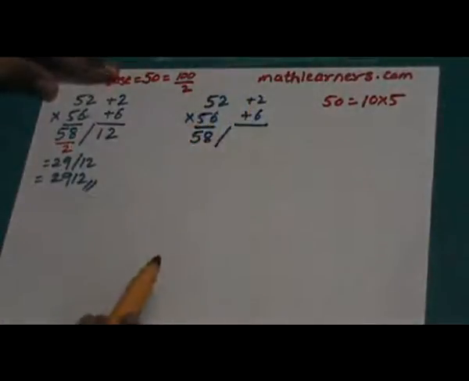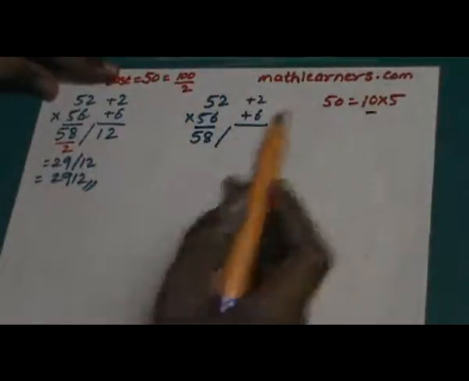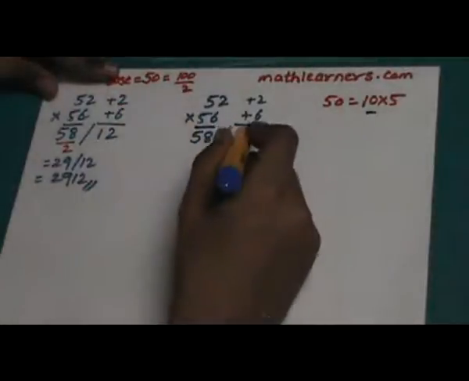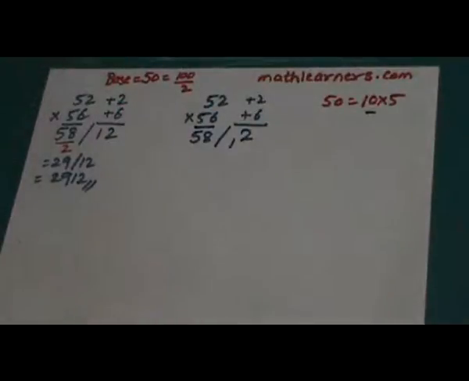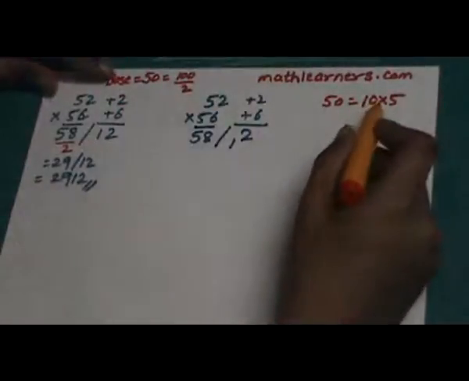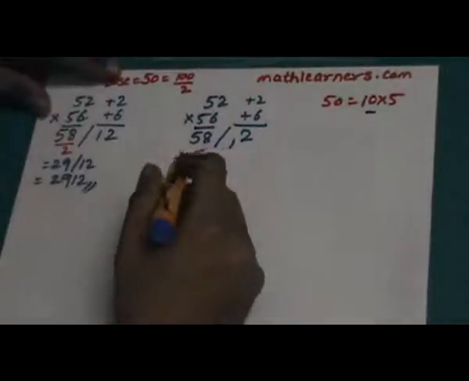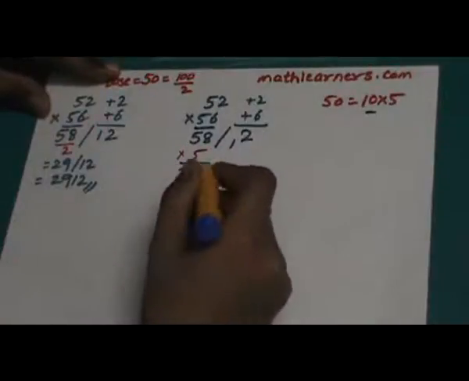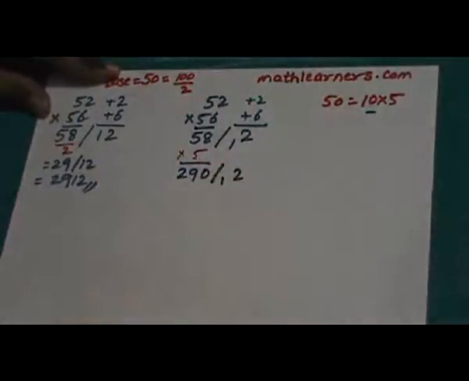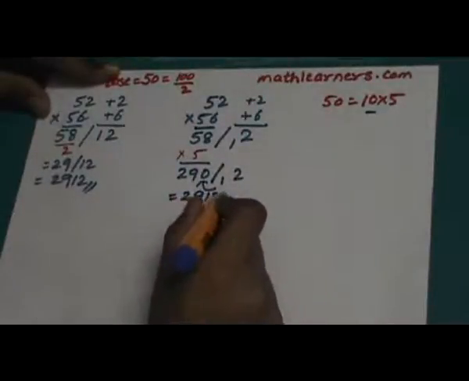Multiplication of right hand side gives 12, but note here we had used 10, so we need to have only one digit, so 1 will be carry forwarded. But before carry forwarding it, since base 10 was multiplied by 5, here also we will have to multiply by 5, so that gives 290/12. This one will be carry forwarded, so this gives us 2912. That's your final answer.